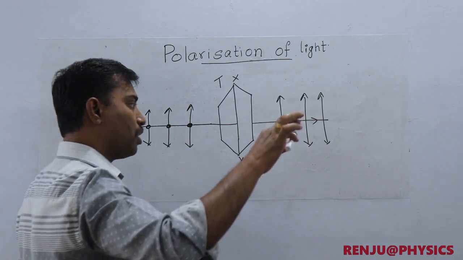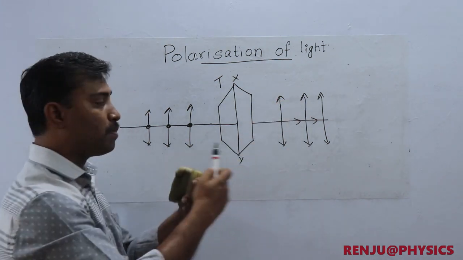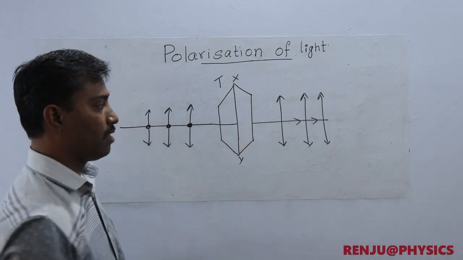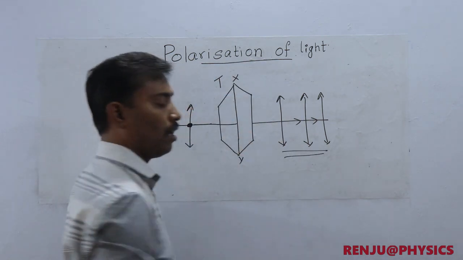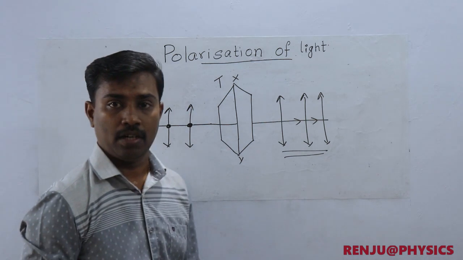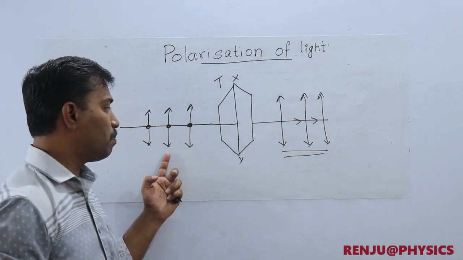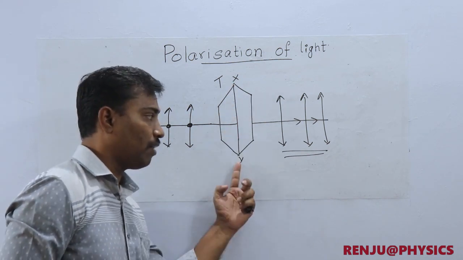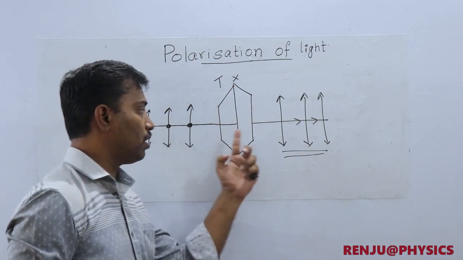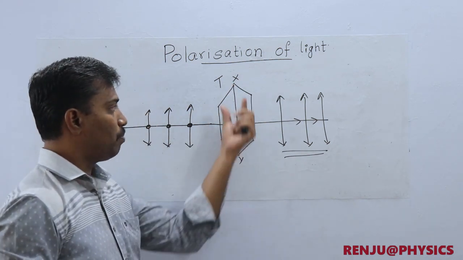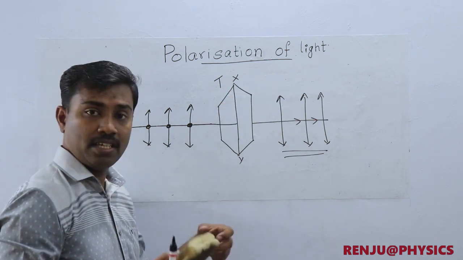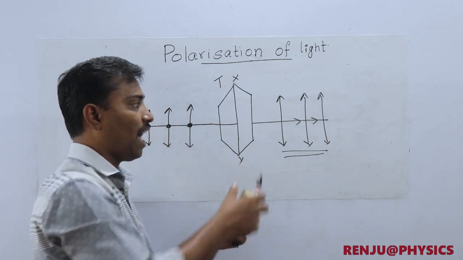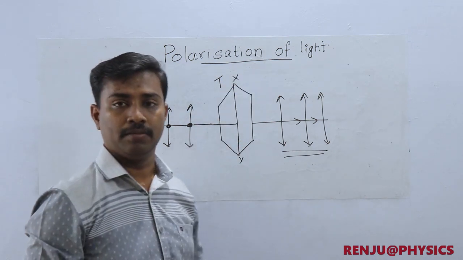Here the vibration into the board is absorbed by the crystal because it is perpendicular to the crystallographic axis. This light is called polarized light. Here unpolarized light is passed through a crystal. Here XY is a crystallographic axis. When it is passed through the crystal, the vibration parallel to the crystallographic axis passes through it, and the vibration perpendicular to the crystallographic axis is absorbed by the crystal.